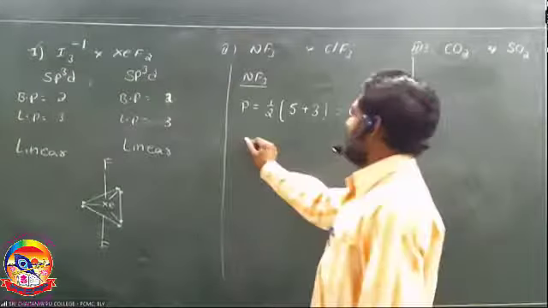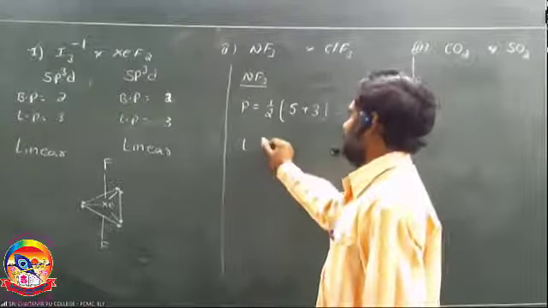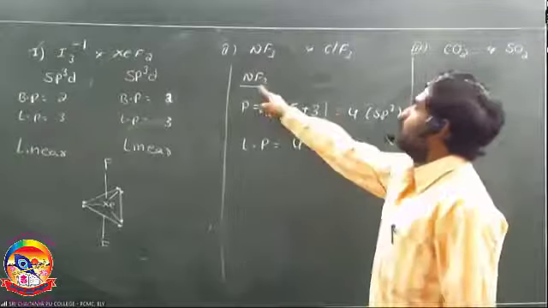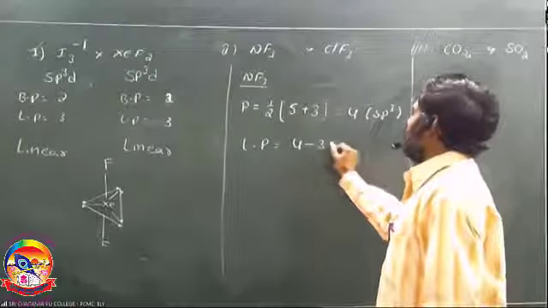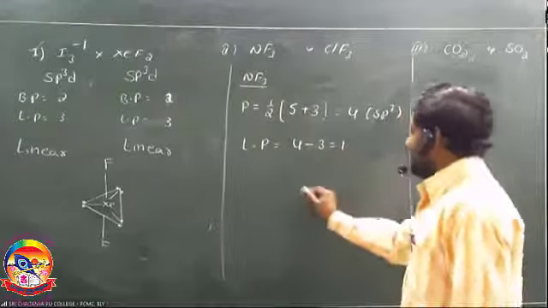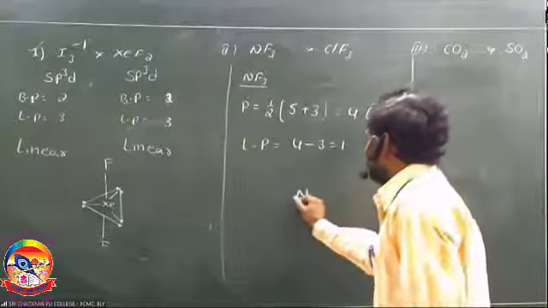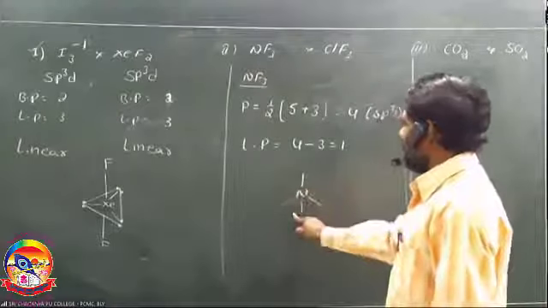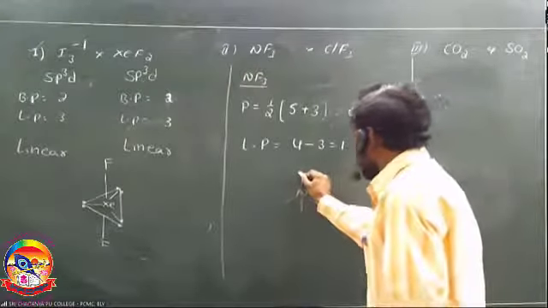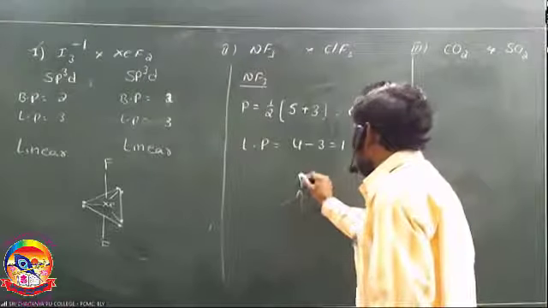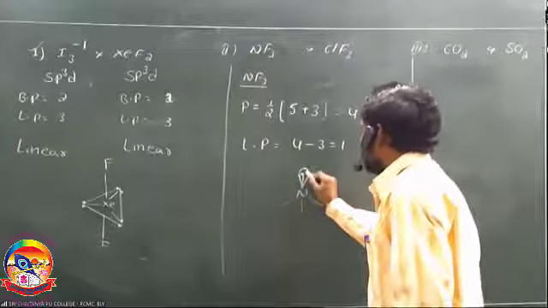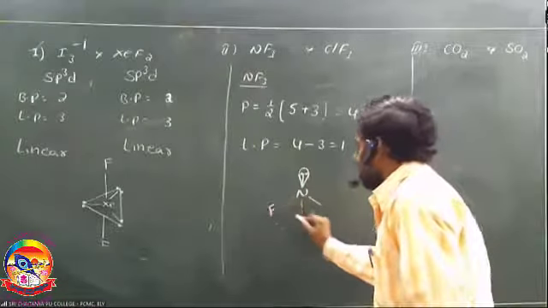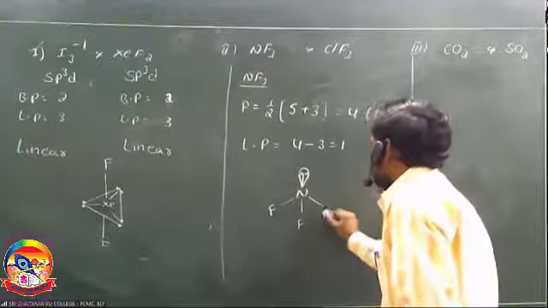Next, the geometry depends on number of lone pairs. So it contains how many lone pairs? P minus bonding atoms 3. 4 minus 3, 1 means it contains 1 lone pair. So in sp3 hybridization, number of hybrid orbitals formed 4. Geometry is tetrahedral geometry. Out of 4 hybrid orbitals, 1 hybrid orbital contains pair of electrons. It is a lone pair. Next, central atom nitrogen forms 3 sigma bonds with 3 fluorines.